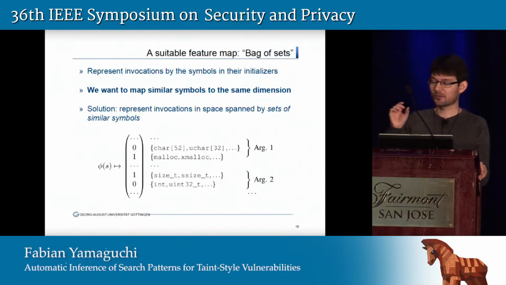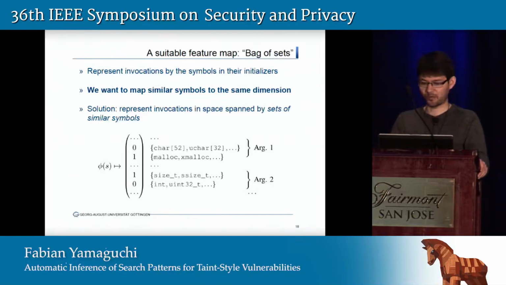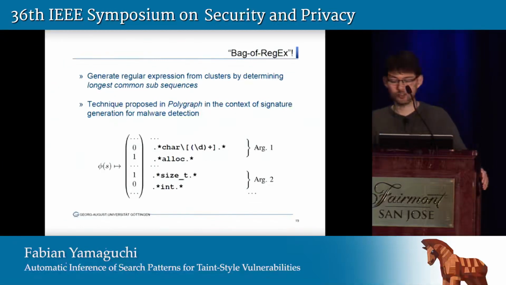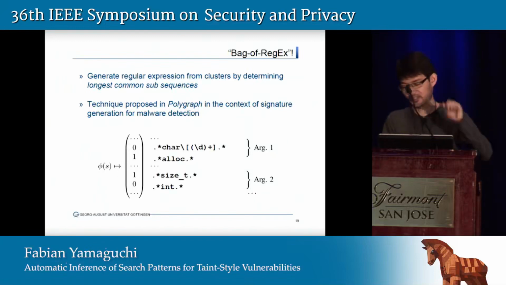So we first cluster the symbols, and then we use the vector space that is spanned by these sets of similar symbols. The nice thing is there's previous work from signature generation for malware detection that shows a nice technique where you can take sets of similar strings and generate regular expressions from these. So what we get is a vector space that is spanned by regular expressions, and this is how we represent the invocations that we can then cluster.